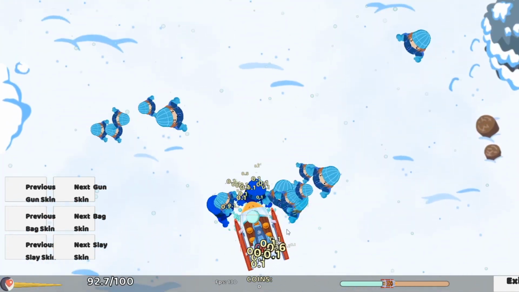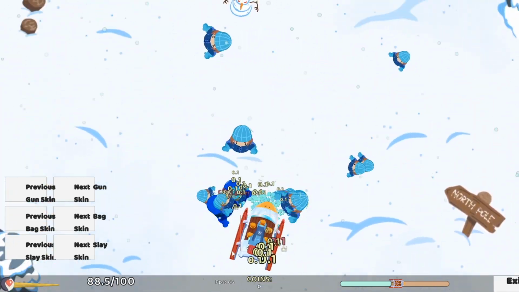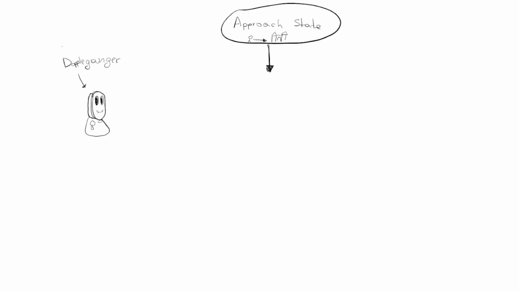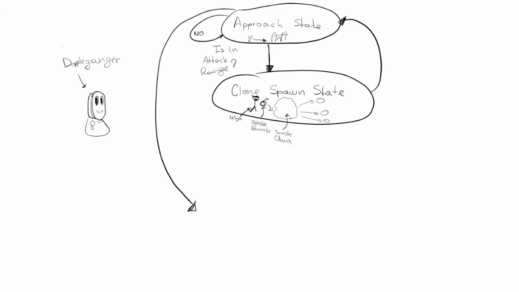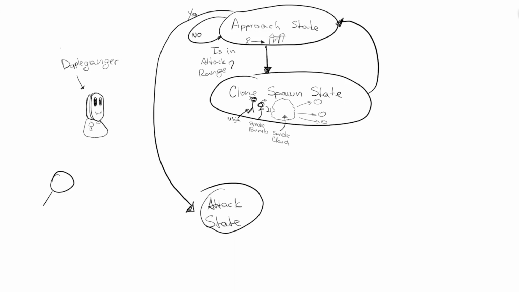The main feature of this enemy is going to be the ability of spawning two enemies similar to himself. His behavior is going to be divided into four states. First of all, he's going to be in the approach state and he will simply be moving towards the base. In the second state, he will instantiate the smoke cloud and then he will spawn two similar enemies. Then he will continue moving towards the base until he is in attack range. If you kill the main doppelganger, the clones will die as well.